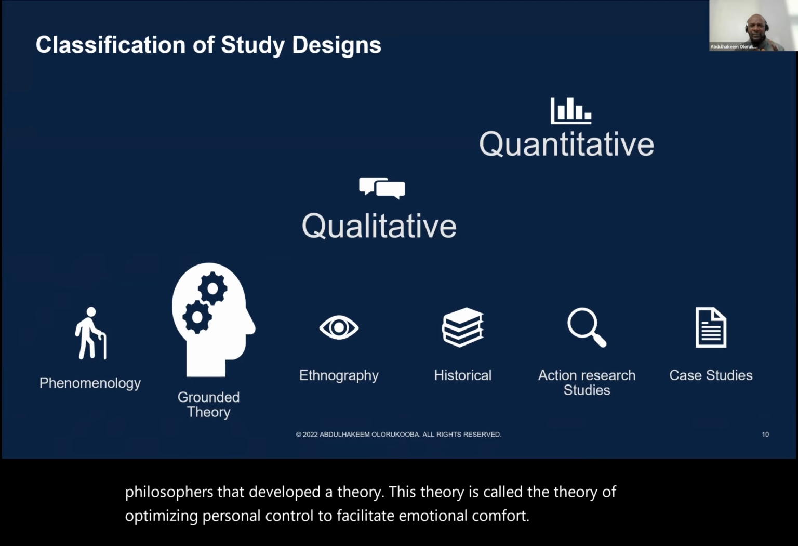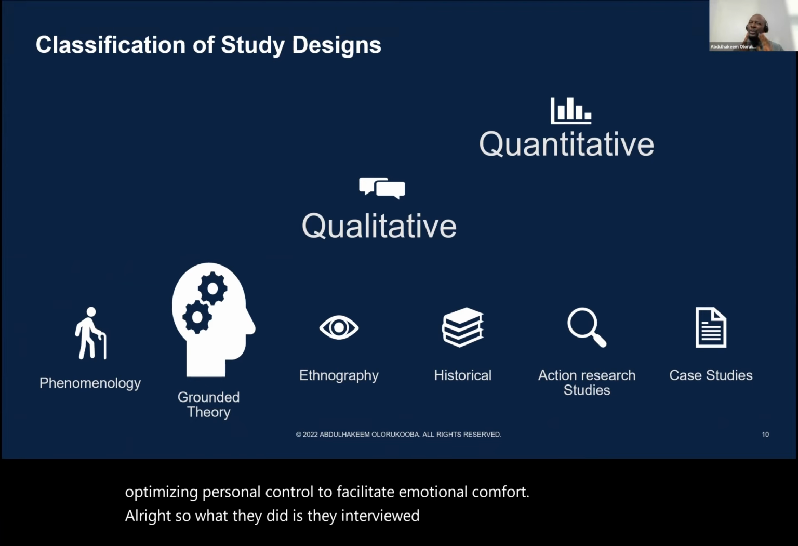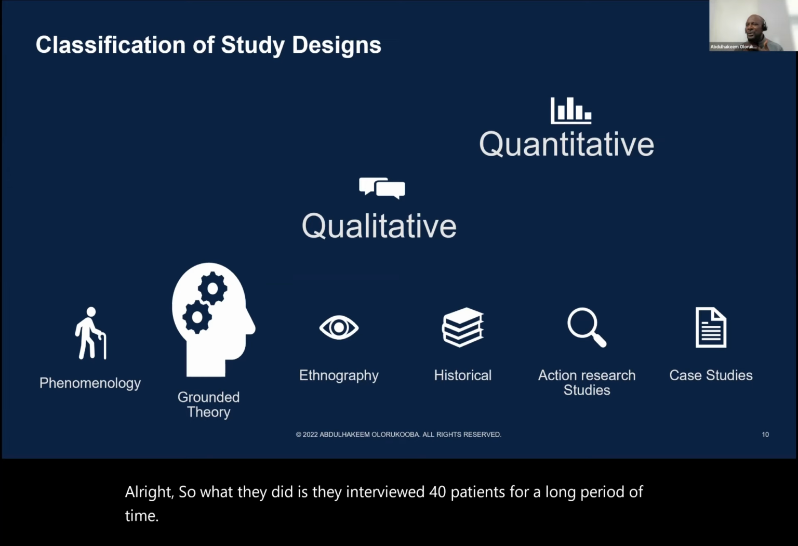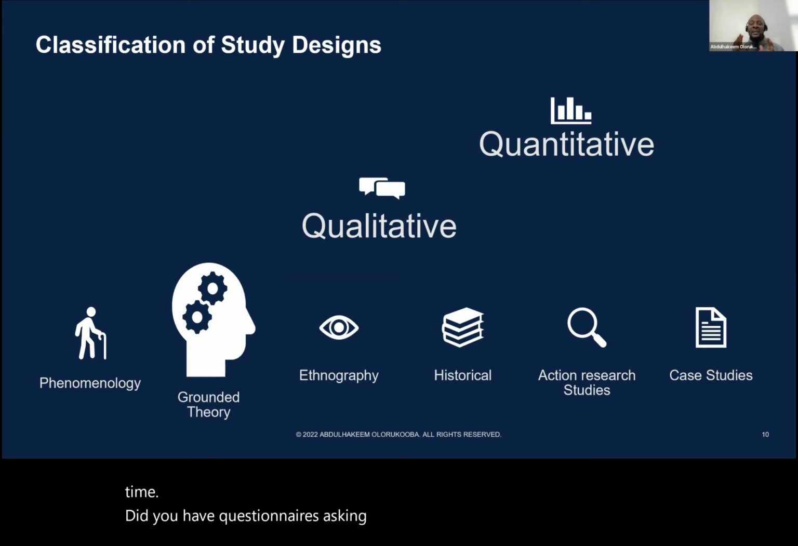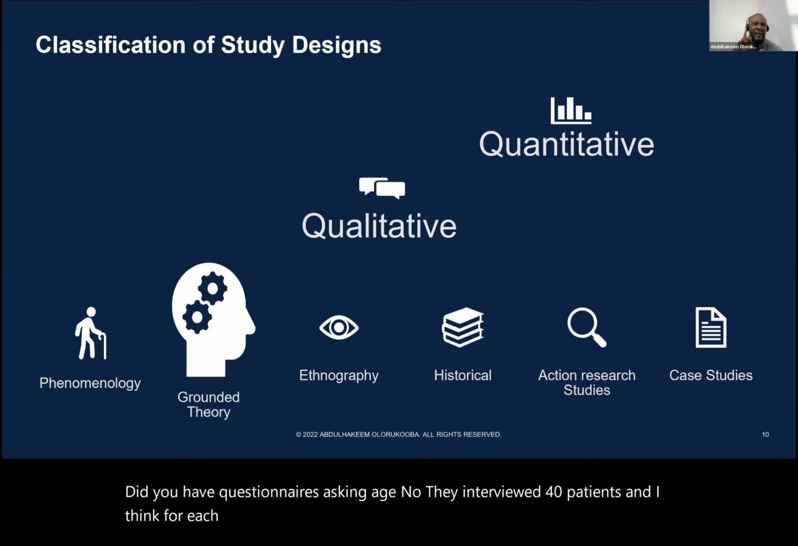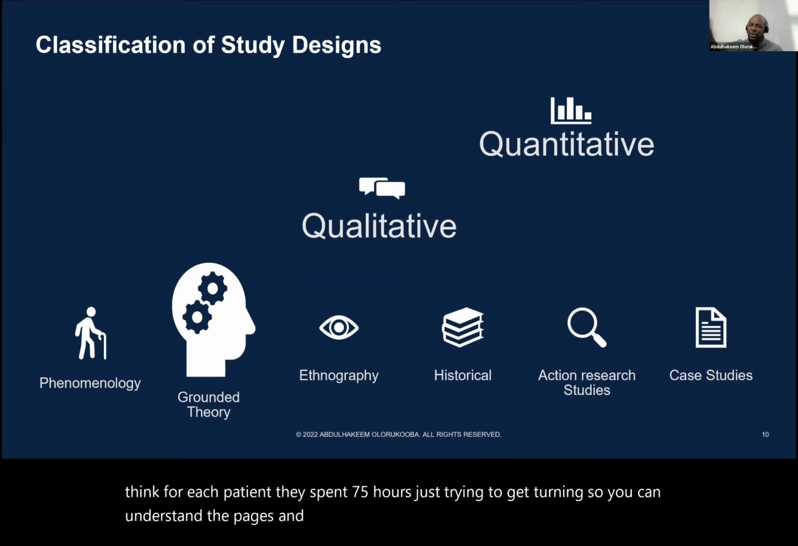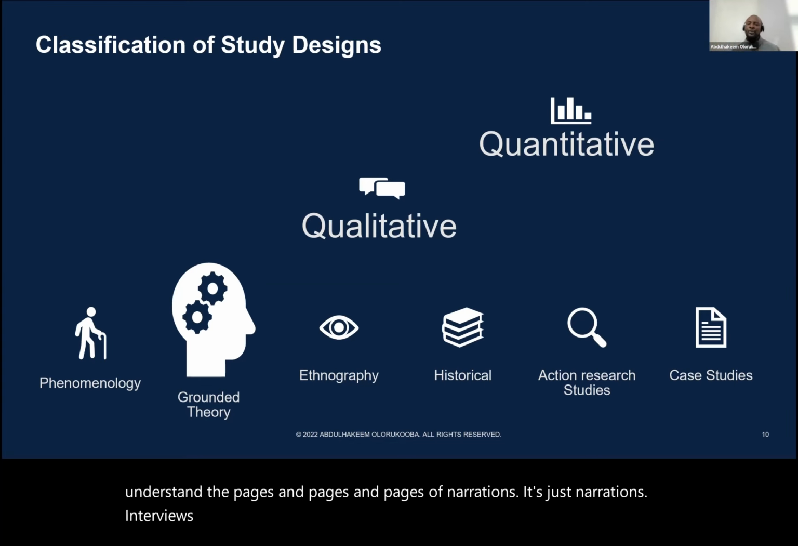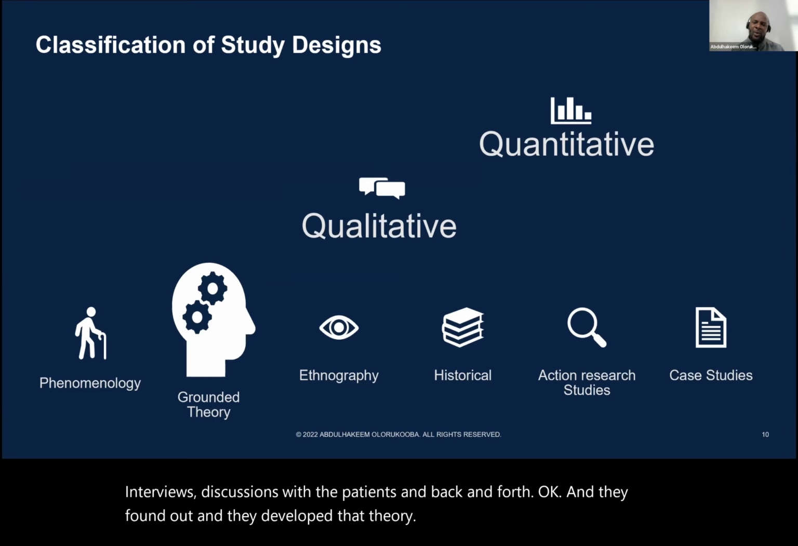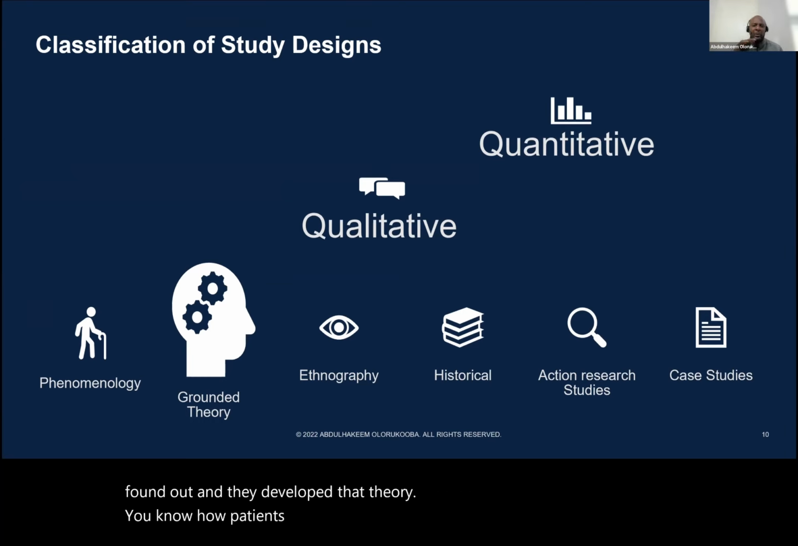So what they did is they interviewed 40 patients for a long period of time. They didn't have questionnaires asking age. No. They interviewed 40 patients and I think for each patient, they spent 75 hours just trying to get that. So you can understand the pages and pages and pages of narrations. It's just narrations, interviews, discussions with the patients, and back and forth. Okay. And they found out and they developed that theory on how patients can influence their environment.